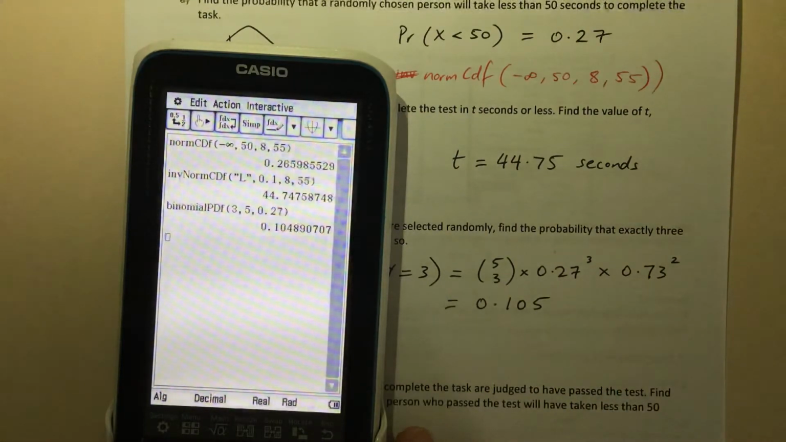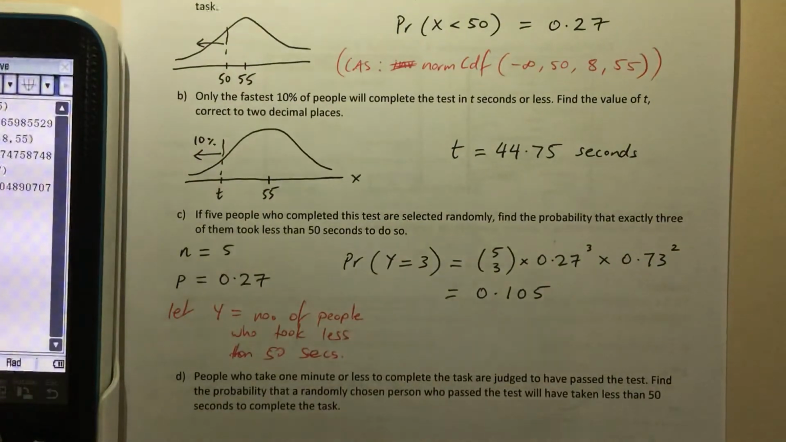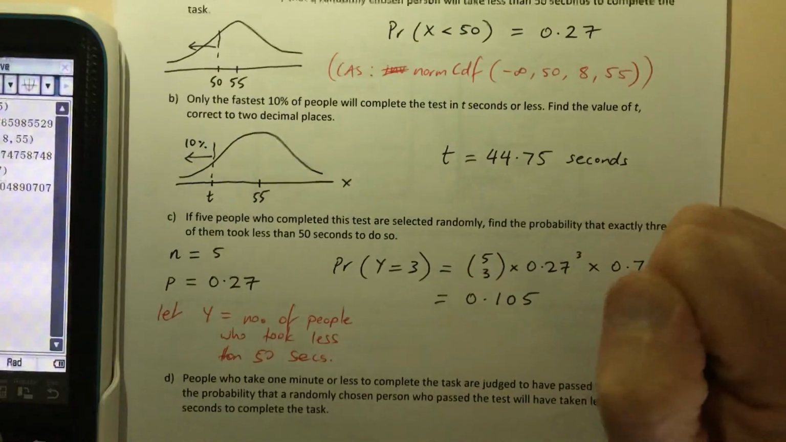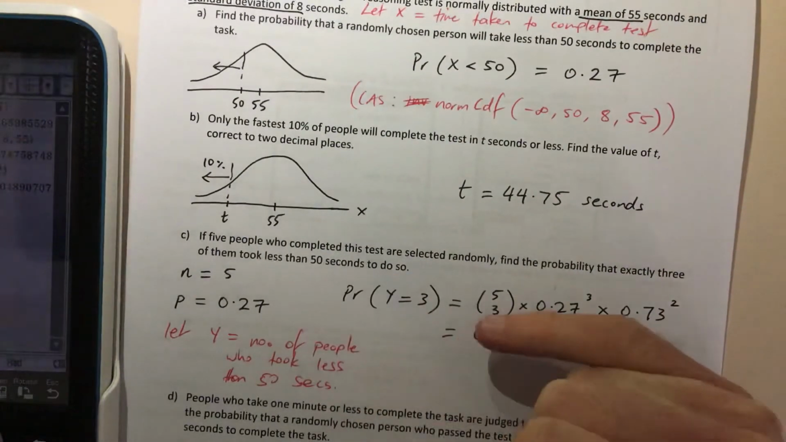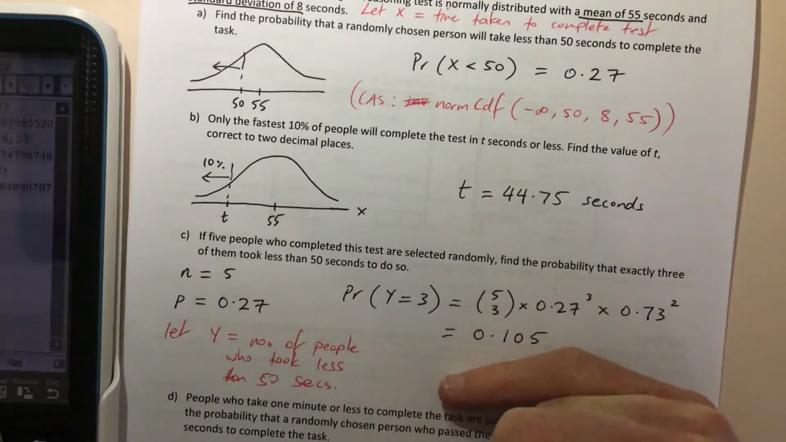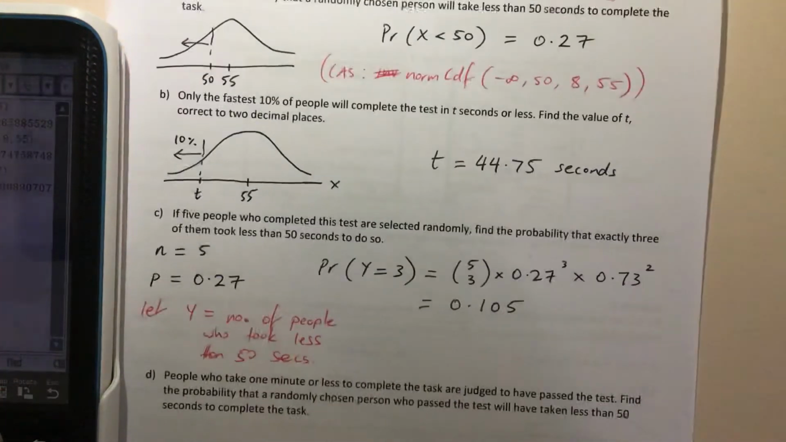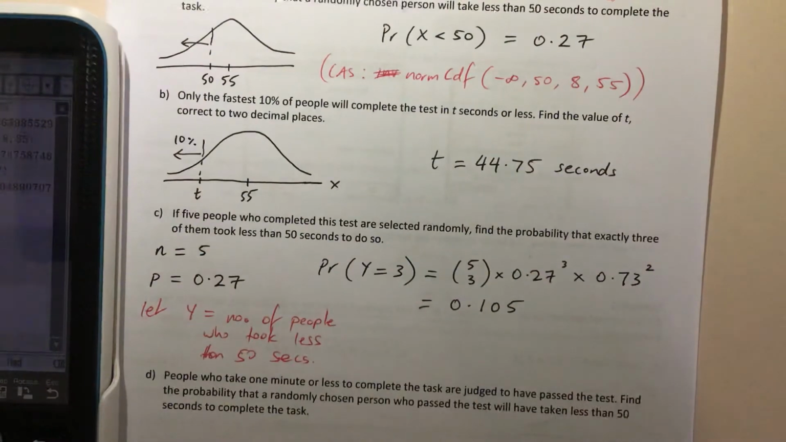So that's a really common trick in an extended response question, where at some point the question will change into a binomial question. Even though this is a normal distribution question, part C has flipped it around into a binomial question, because we've now repeated this selection of people. And so you've got that sense of repeated trials with a fixed probability. So it's jumped into a binomial question, even though it didn't start out that way.